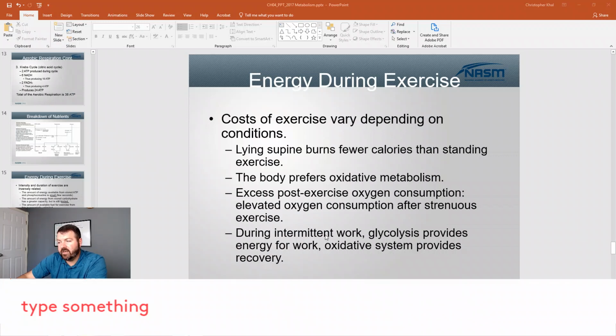And then during intermittent work, glycolysis provides energy for work. The oxidative system provides a good amount of recovery. Okay. So the glycolysis, that's going to be our mid-range system. So most of the time, if we're not doing crazy long distance, long duration stuff, it's going to be primarily our glycolysis.